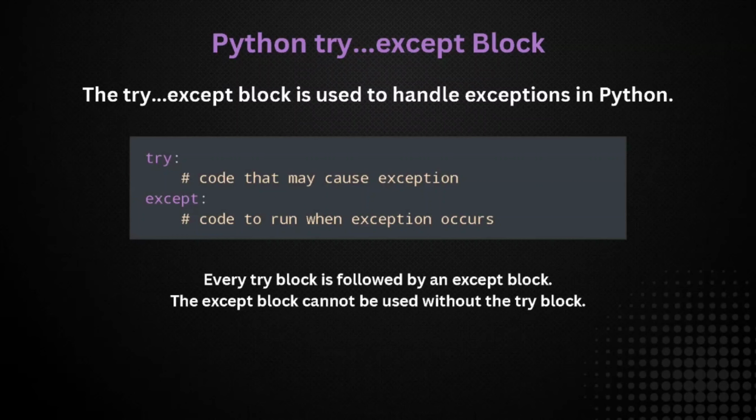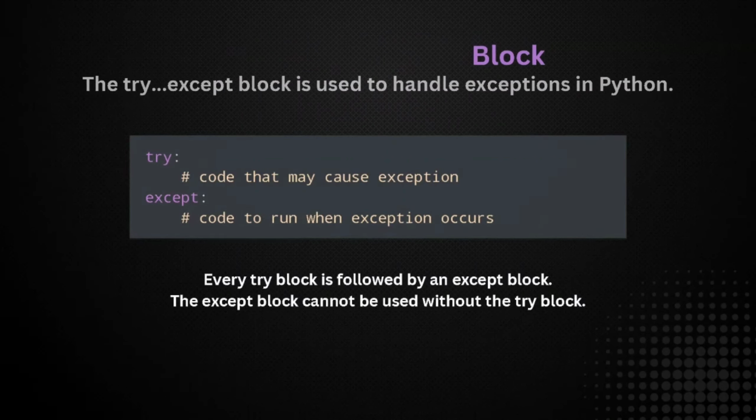Inside the try block, we write code that may cause an exception. And inside the except block, we run code when the exception occurs. For example, we have written code inside try that raises an exception. Therefore, the run will go into the except block and the code inside the except block will get executed. Every try block is followed by an except block, and the except block cannot be used without the try block. For example, an if condition can have only one else, but for using else, it is important to have an if condition. That's the relation between try and except as well.